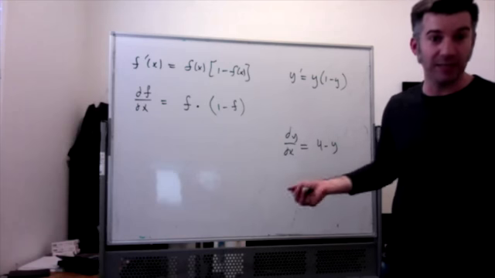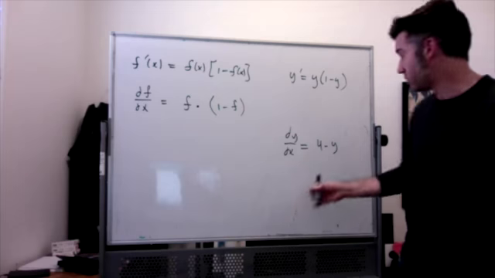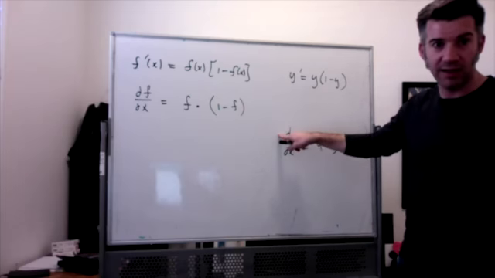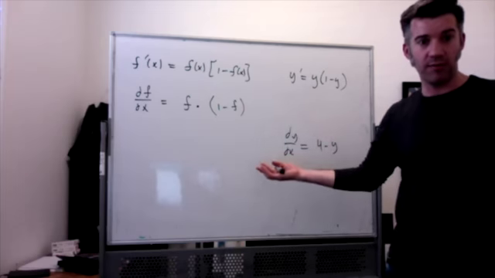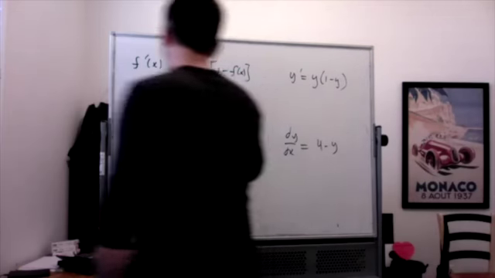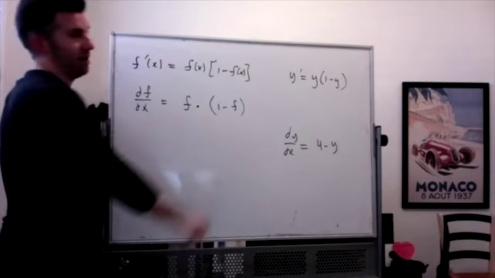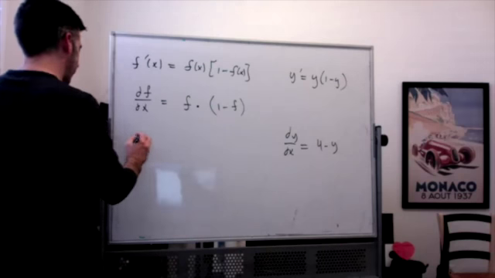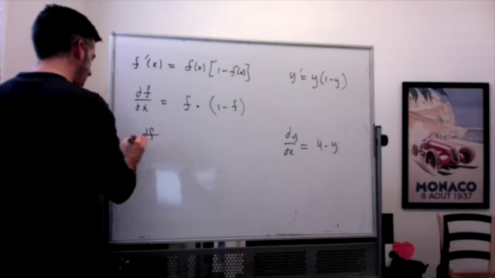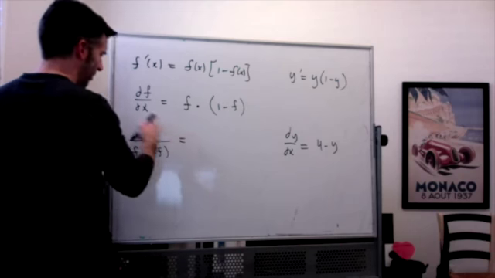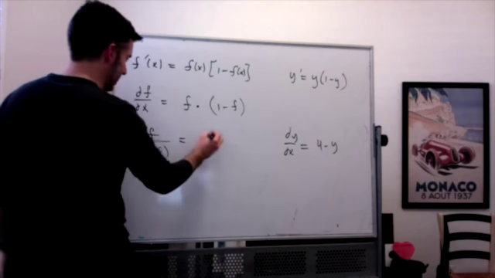I'm going to say it 1,000 times because it's true. So the only way to get this over to this side is to divide by 4 minus y. The only way to get this stuff over to this side is to divide by f times 1 minus f. So I'm going to have df over f times 1 minus f. On the right-hand side, I'm going to have just good old dx.